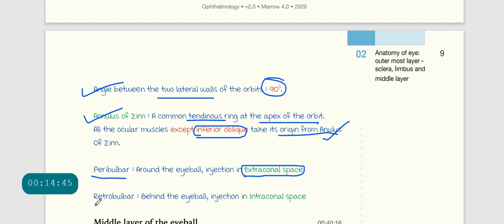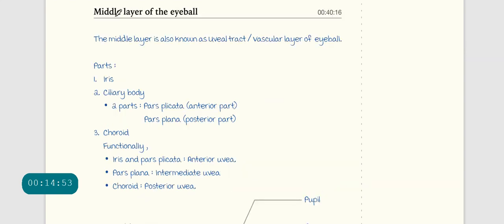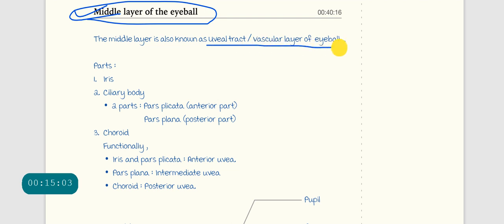Now the next comes the middle layer of the eyeball. The middle layer of the eye is known as the uveal tract or vascular layer of the eyeball. It is known as the uveal tract, very important for the vascular layer because it is highly vascularized. The parts of the middle layer are iris, ciliary body, and choroid. We'll discuss them all in brief detail.